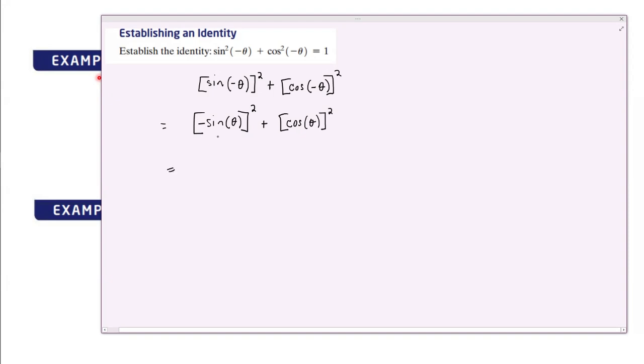And now, when I square this, it's like a -1 times the sine of theta. And I'm squaring the -1, which becomes a +1. So this just becomes the sine of theta squared.